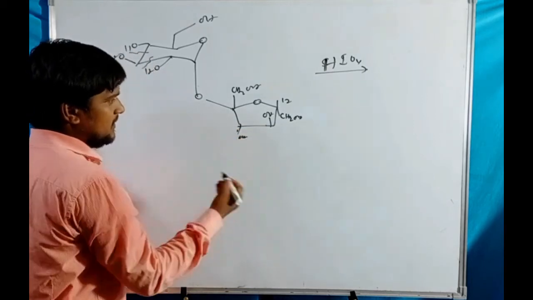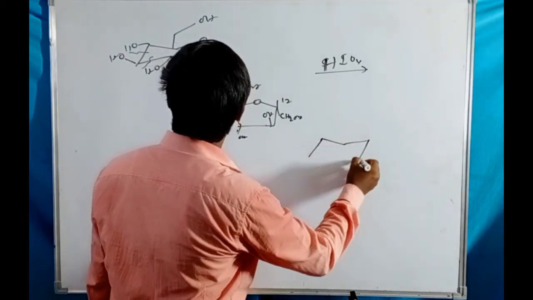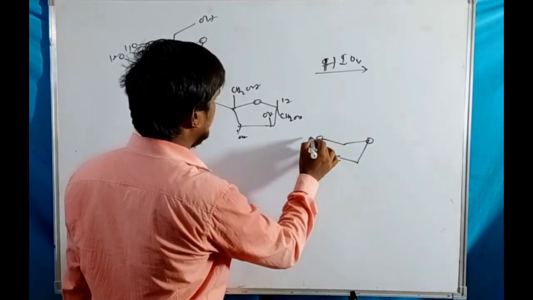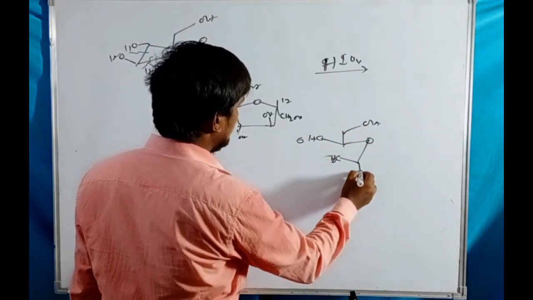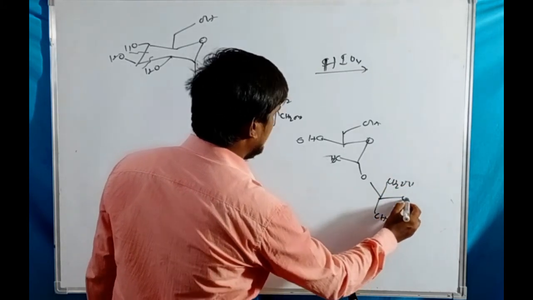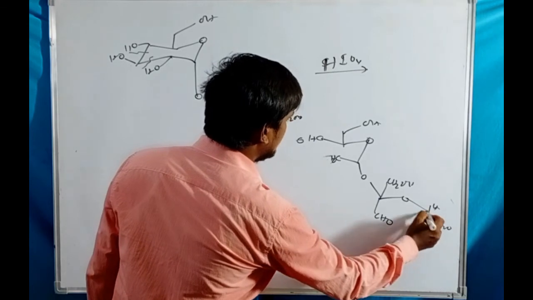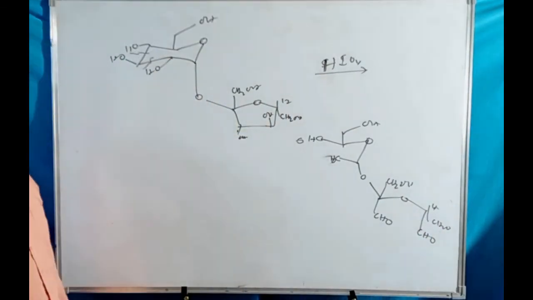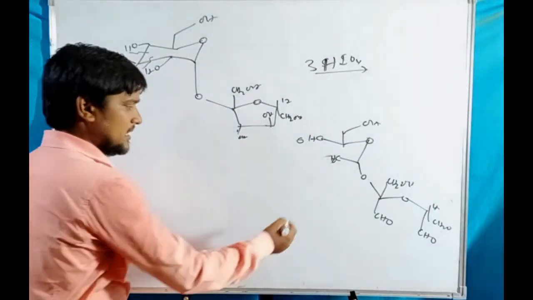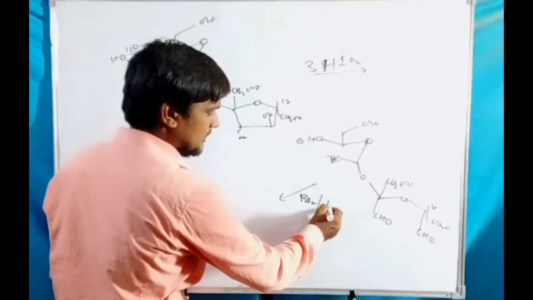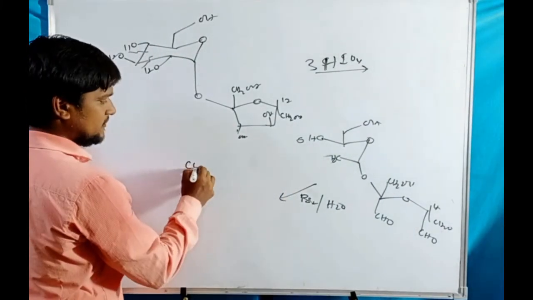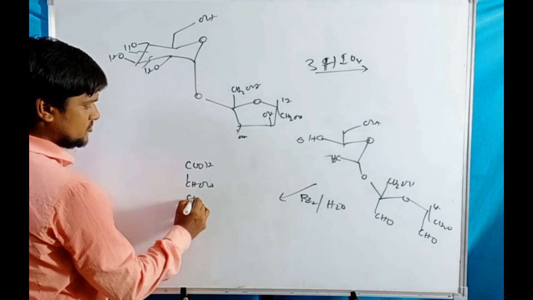Okay, now let us write the same molecule over here. Here it is the corresponding aldehyde, and here it is the corresponding aldehyde. Here it is CH2OH and O, and here the aldehyde, O, CH2OH, and CHO. So here it consumes 3 moles of HIO4. Then it is further treated with bromine water, which gives the corresponding products, CHOOH, CH2OH.